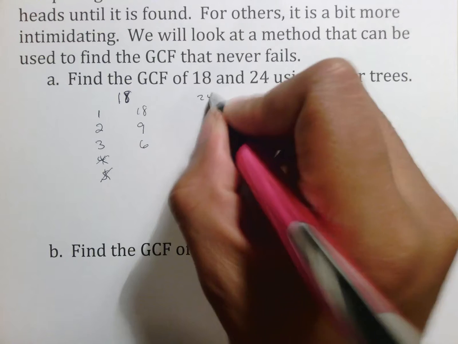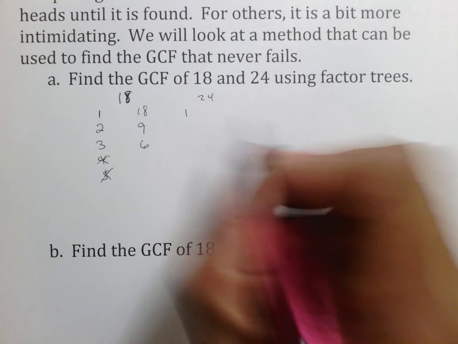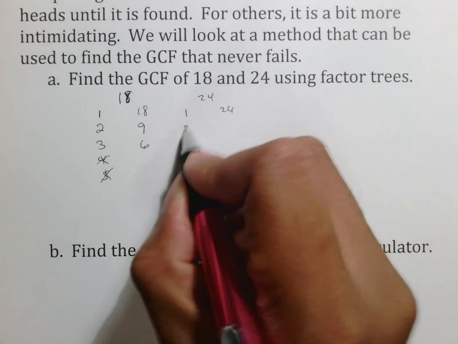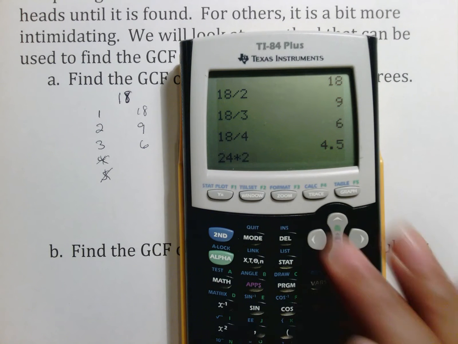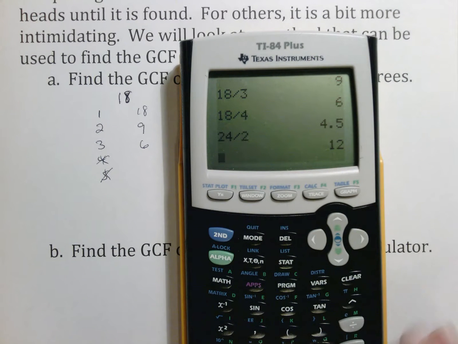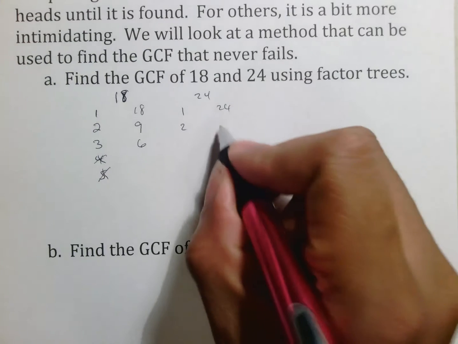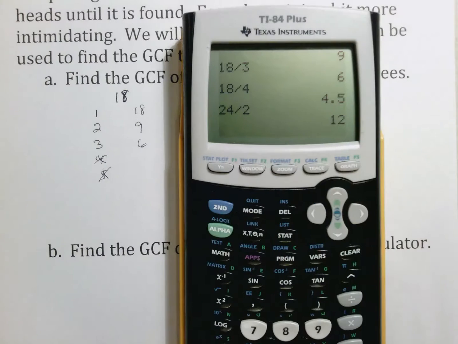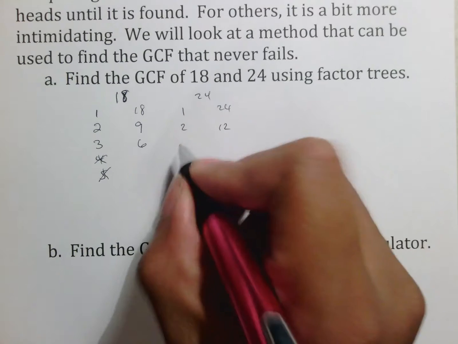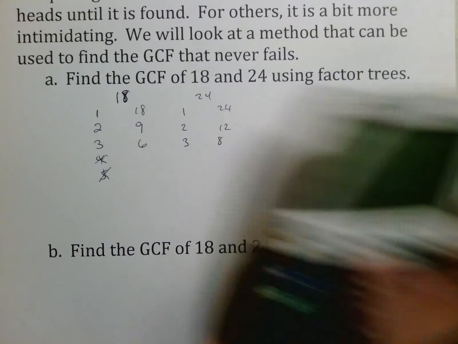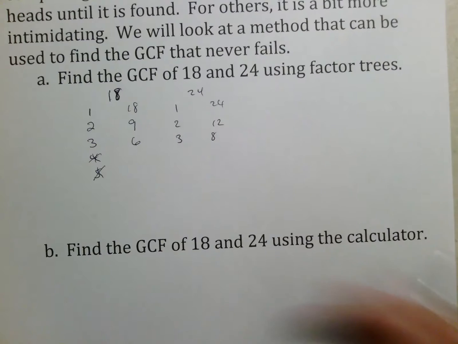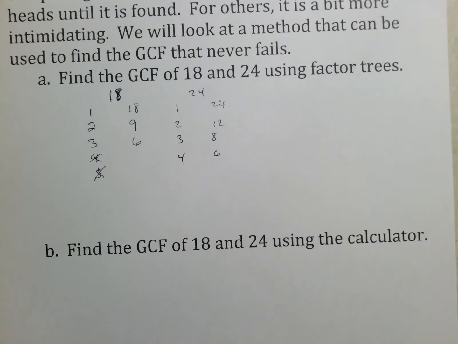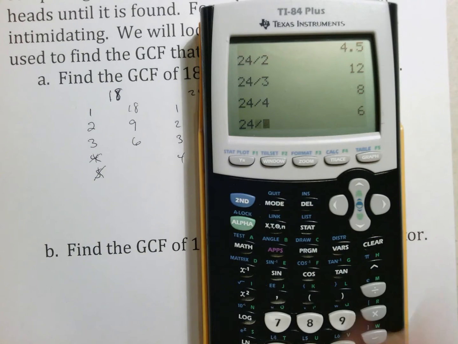Then you do the one for 24. Of course, 1 times 24 is 24. 2 times, again, if you don't know what it is, do 24 divided by 2, which is 12. 24 divided by 3, which is 8. 24 divided by 4, which is 6. If you don't know, do 24 divided by 5.